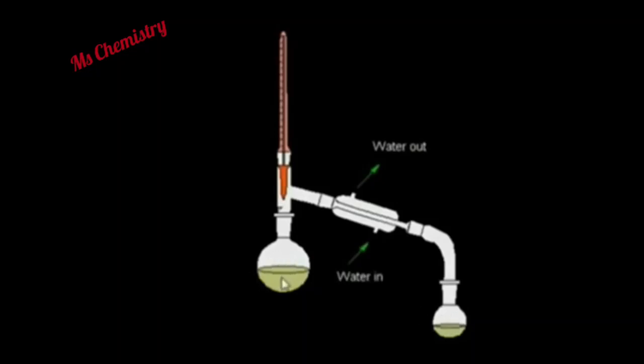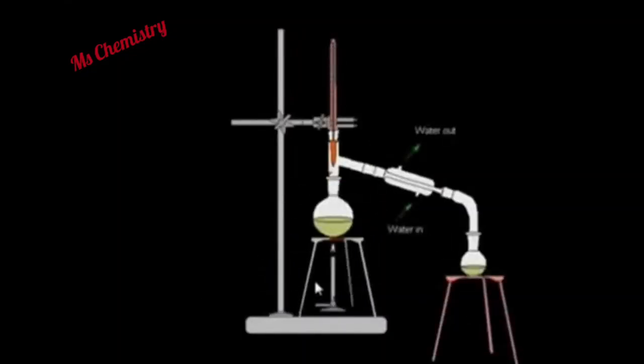First of all, we will start boiling this round bottom flask containing a mixture of ethanol and water, and this water inlet we will connect with tap water, in which cool water will enter and the hot water will get out of that water outlet. Inside the condenser, the ethanol will cool down and will be collected in this receiving flask. This thermometer will show us the reading of the boiling point. Okay, this is the full arrangement or assembly of this experiment.